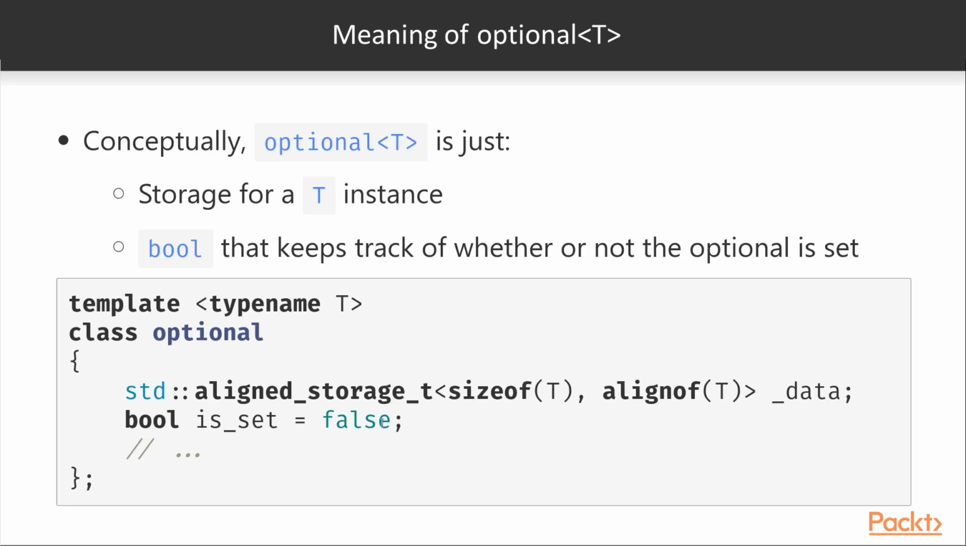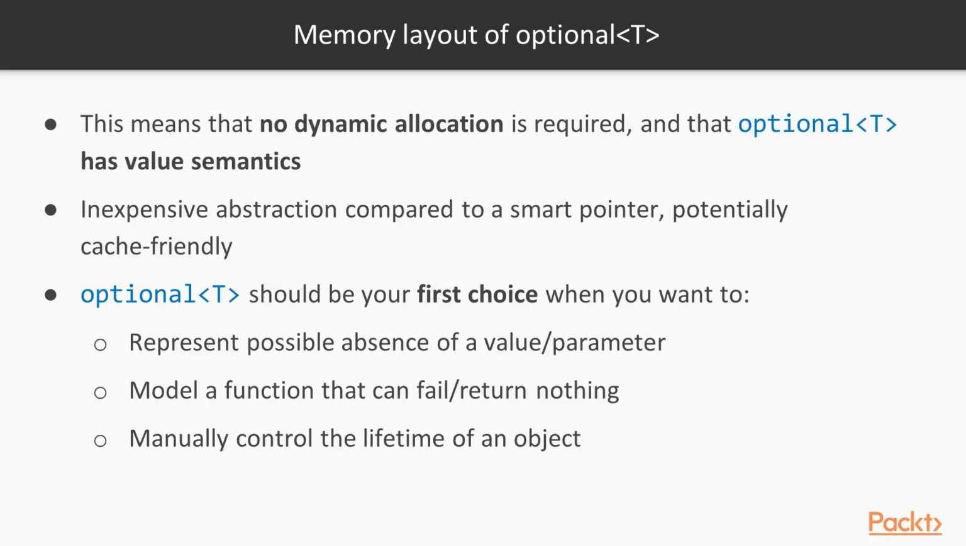If you've never seen aligned_storage before, it's a C++14 introduction in the case of the _t type alias, which allows you to create uninitialized memory storage in place on the stack with a particular size and alignment. And if the size and alignment both match a specific type, it is safe and guaranteed that you can instantiate a type inside that storage and it will behave consistently. If you think about it, this means that there is no dynamic allocation at all, and that you can have value semantics in optional T quite easily.